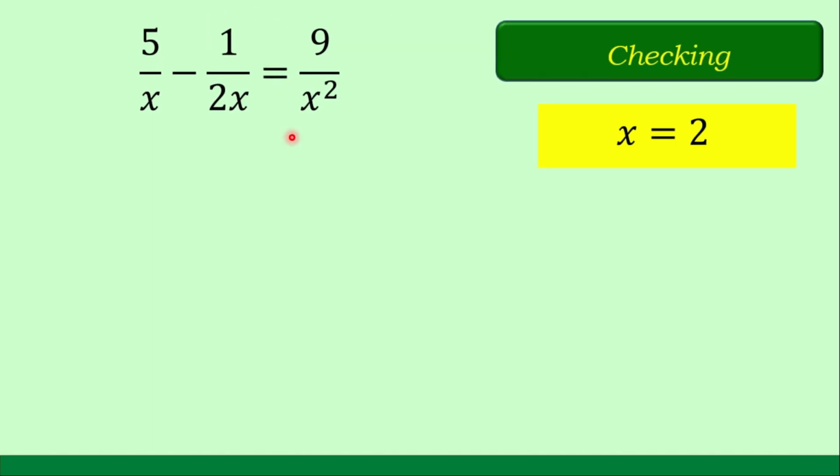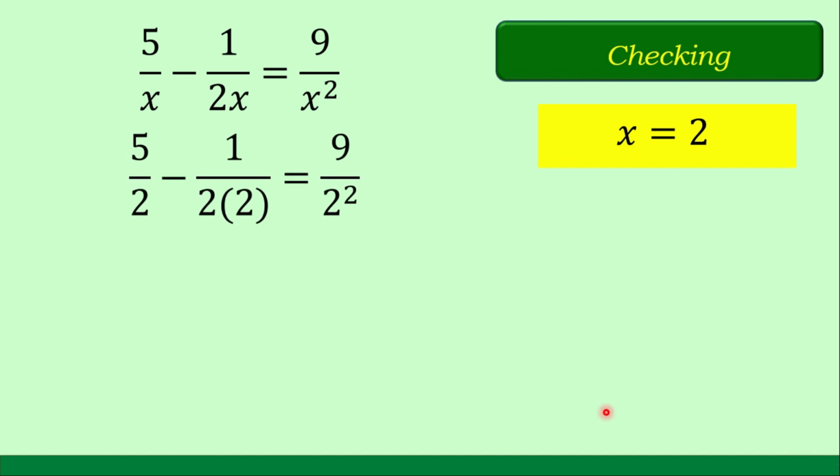Making use of the original rational equation, we are going to substitute x with positive 2. So it would look like this. There you go. So these are the x being replaced with positive 2. So this time, we'll perform the indicated operation. So we'll copy this one, 5 over 2, like this. Copy minus. Then we have 1 over 2 times 2 will give us a 4. Equal sign, 9 over 2 squared is equal to positive 4.